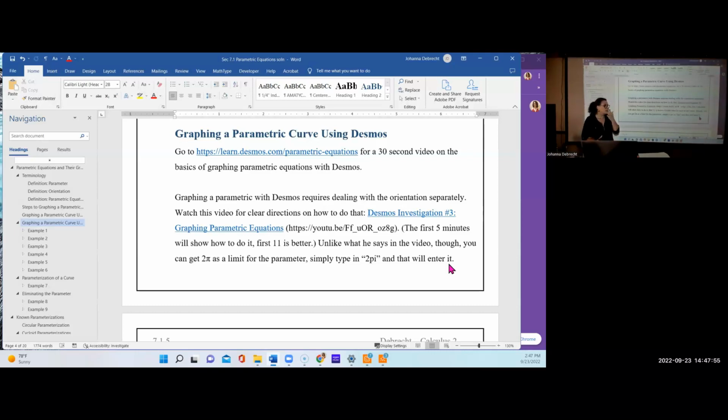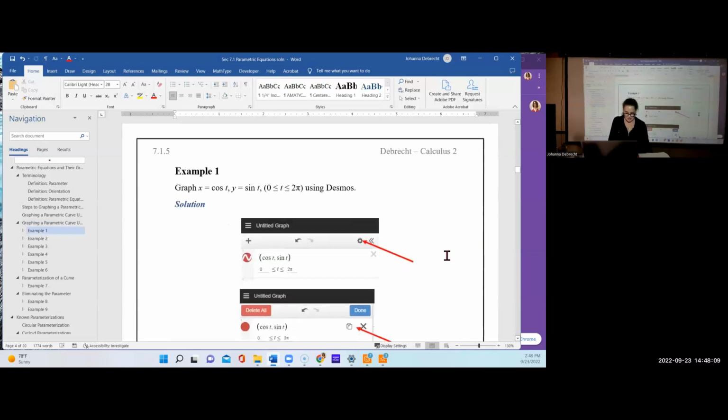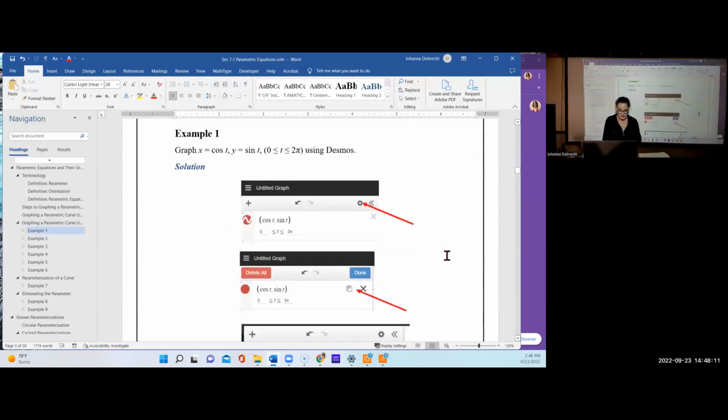Now, unlike what he says in the video, he says that you can't get pi as one of the limits on the parameter, but that's not true. You simply type pi, and that will translate as pi. So you can ignore when he says that, that's not correct. So let's take a look at what it looks like when you're producing one of these parametric equations in Desmos. I like to use Desmos because it's free, it produces great looking graphs, and it's simple for students to use.